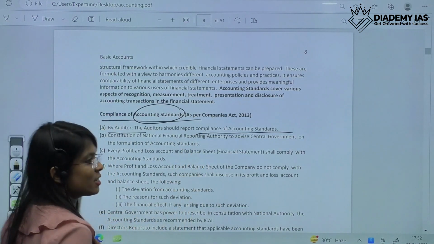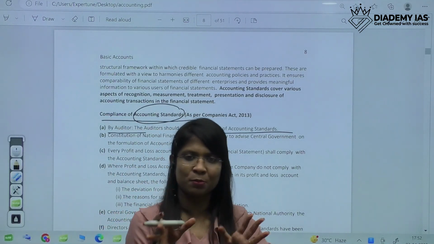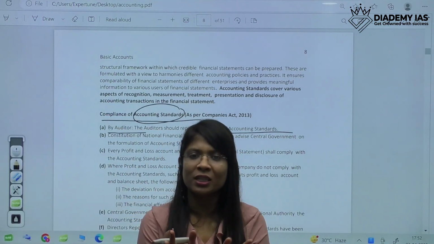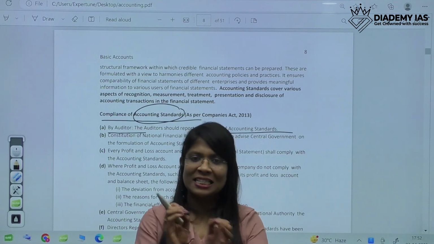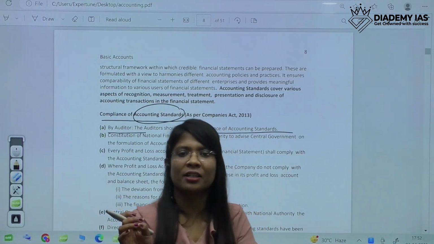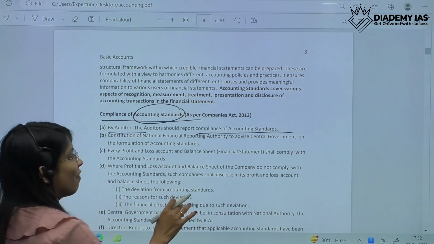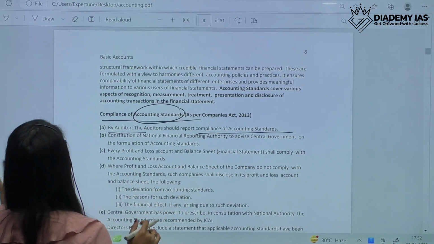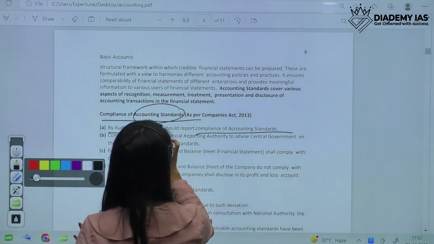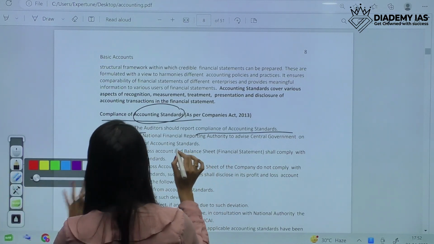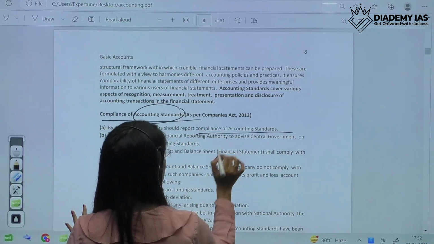Then after, who makes these accounting standards must be the question coming to your mind. These accounting standards are recommended by ICAI, the Institute of Chartered Accountants of India, on the advice given by the National Financial Reporting Authority, NFRA. NFRA is a body which recommends these.